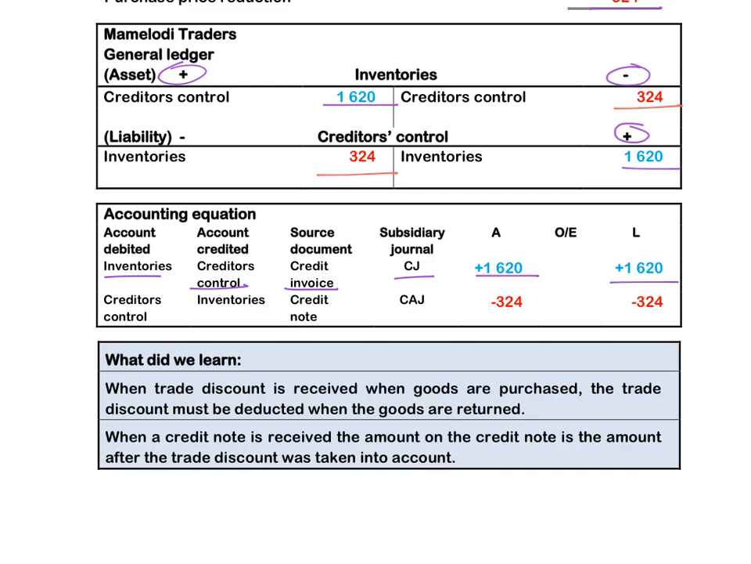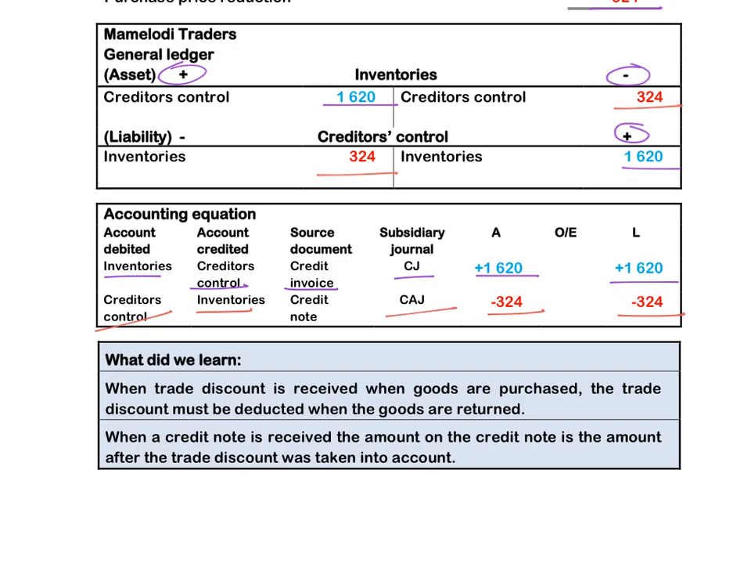When we return goods, we have to indicate that the creditors must decrease because we owe less money, so my liabilities will decrease. I will credit the inventory account to reduce the inventory. Because we return goods, my inventory is less, so my assets will decrease with 324. A credit note will be received from your creditor as an indication that they are prepared to reduce your account, and that will be recorded in the creditor's allowances journal.